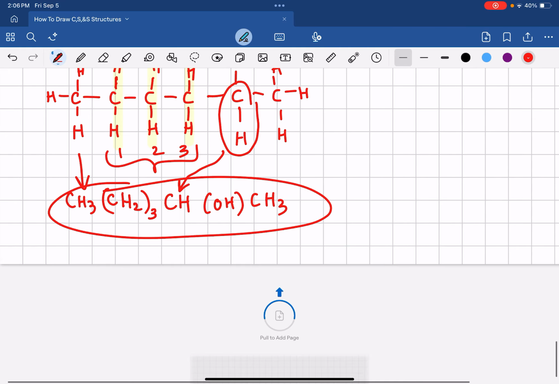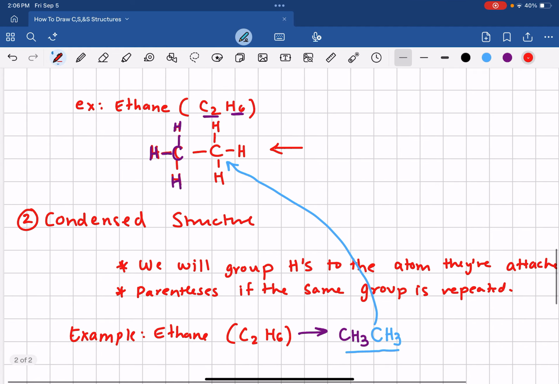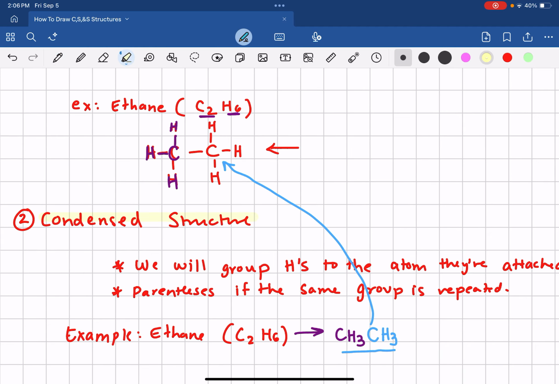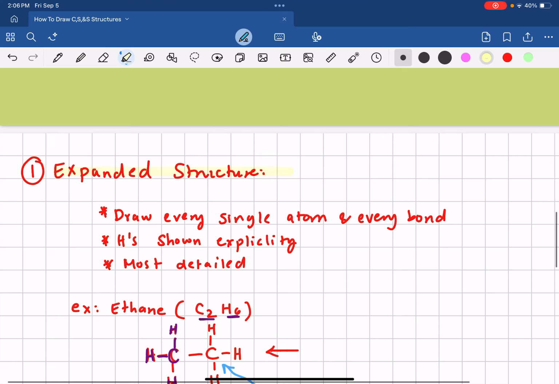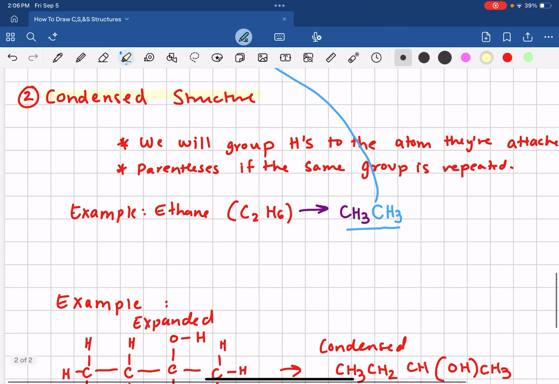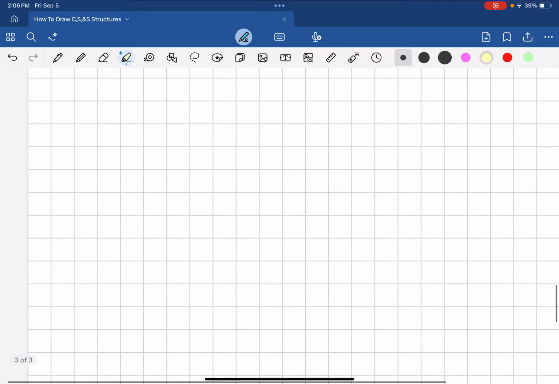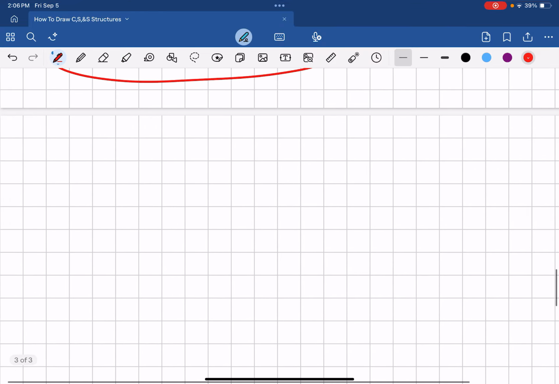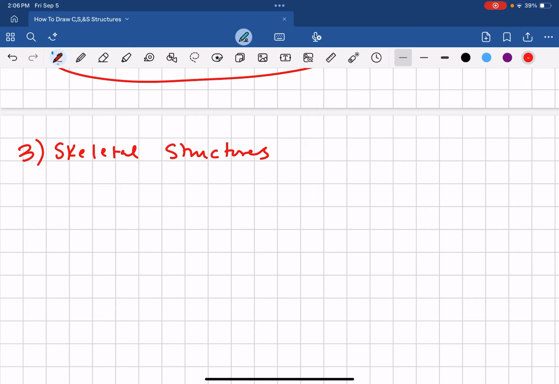Now lastly, we've looked at condensed structure as being one option, and expanded structure as being another option to represent molecules. The last one we will look at is something called skeletal structures. Skeletal structures are the ones that you will commonly see in organic chemistry. So instead of drawing all of those carbon, carbon, carbon, carbon, or even hydrogens, we will only draw the carbons.